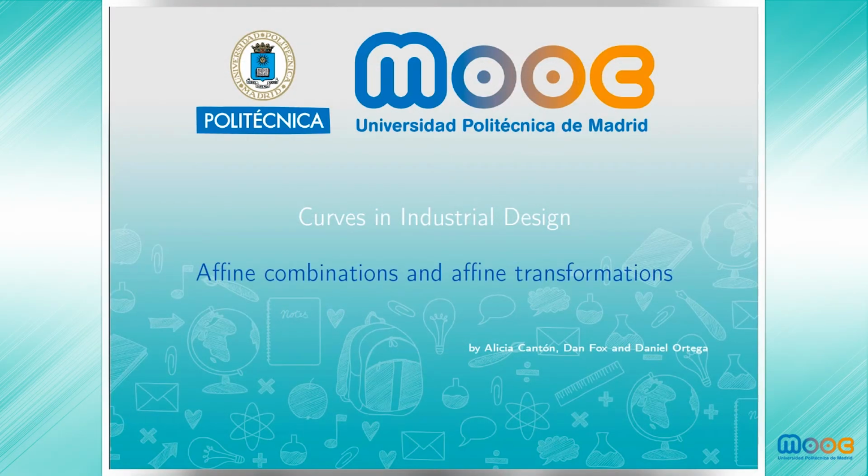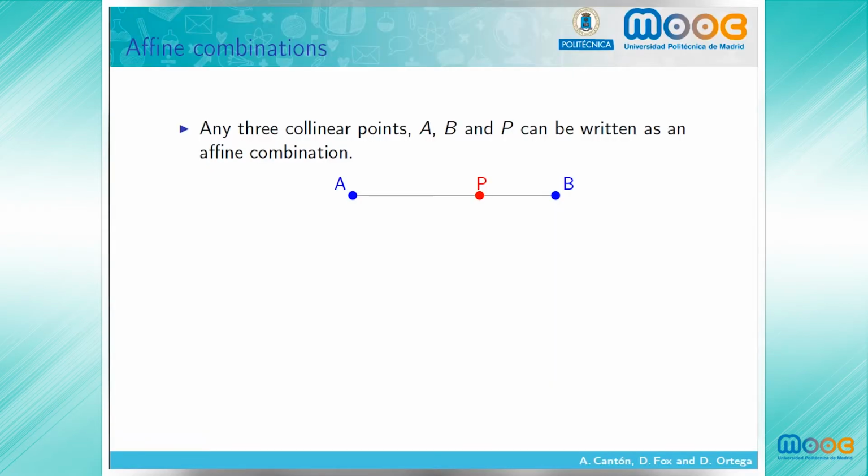Course in industrial design: affine combinations and affine transformations. Affine combinations. Any three collinear points, A, B, and P, can be written as what is known as an affine combination. That means any of the three points can be written in terms of the other two.